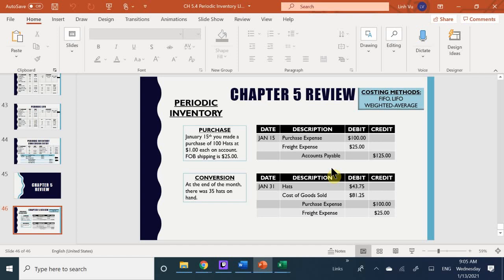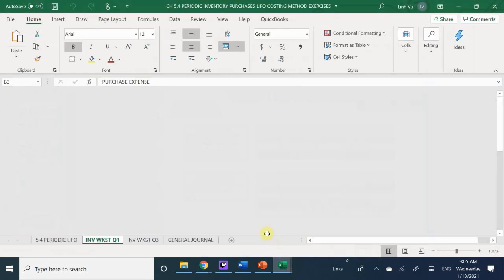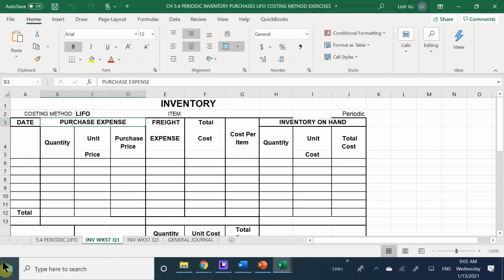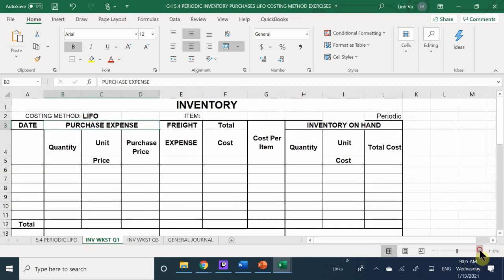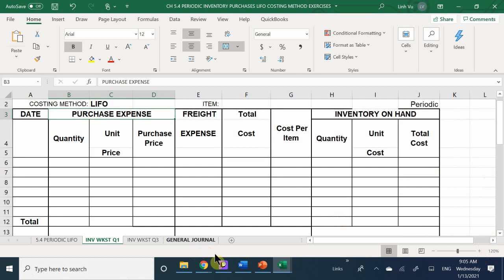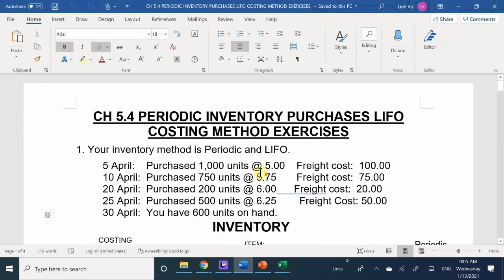Okay. So let's go ahead and get our example started. So I'm going to pull up example number 1, or it's just called 5.4 exercises. Here's my inventory worksheet for question number 1. And I'm going to go ahead and make it a little bigger. There you go. So for our 5.4 exercises, it's pretty much going to be rinse and repeat, except, again, with the notion that we need to do our calculations a little differently.